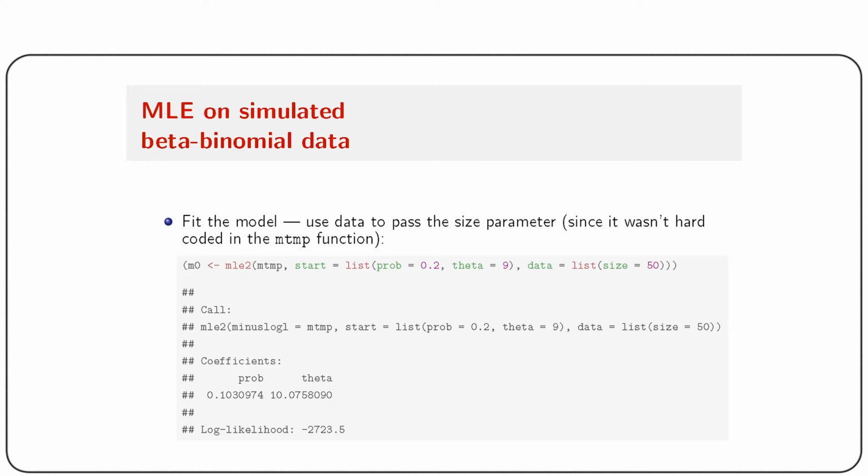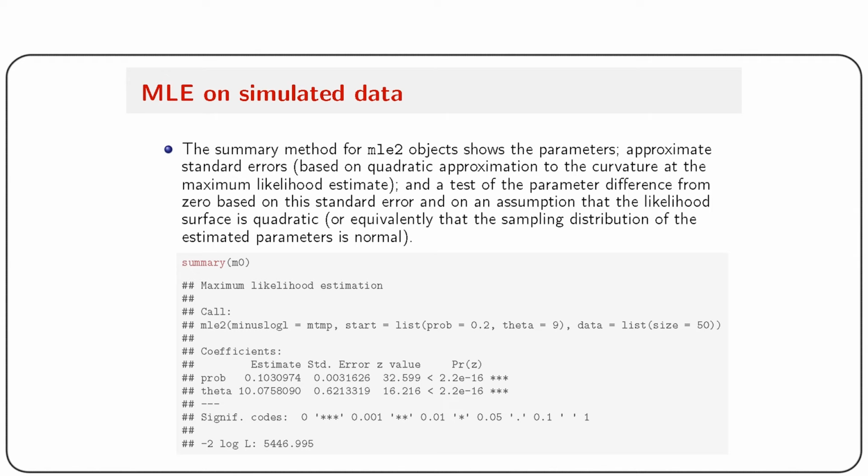The probability estimate is 0.103094 and the theta estimate is 10.075890, and the minus 2 log likelihood value is 2723.5. The summary method for mle2 objects shows the parameters, approximate standard errors, and a test of parameter difference from 0 based on the standard error and on the assumption that the likelihood surface is quadratic, equivalently, that the sampling distribution of the estimated parameter is normal.